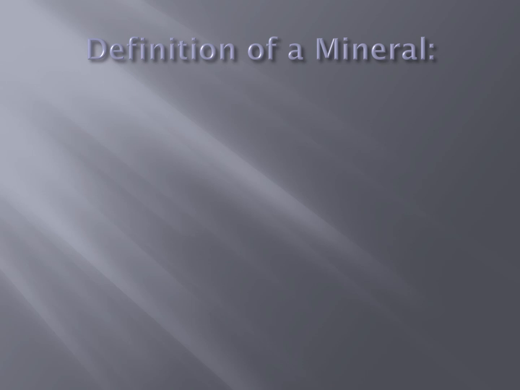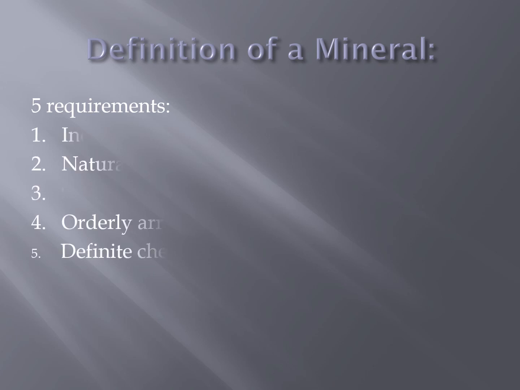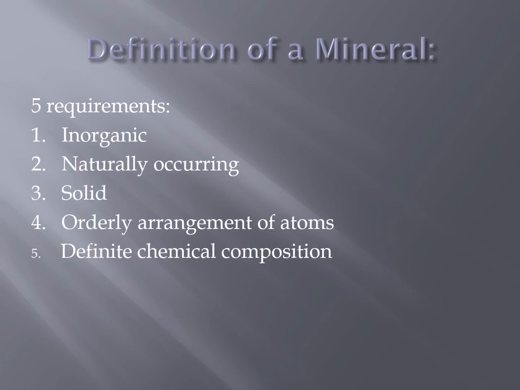So to define a mineral, there are 5 different requirements. First and foremost, it has to be an inorganic material. Inorganic meaning it's not currently alive. It's naturally occurring, so it occurs in the natural world. It's not something that is laboratory made. Of course, there are laboratory made compounds that are essentially the same arrangement of atoms as a mineral.